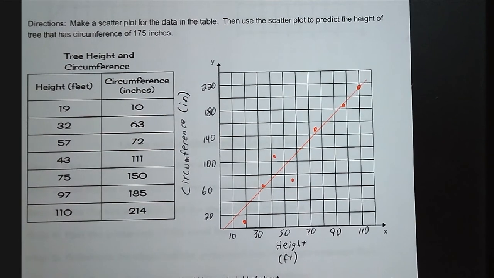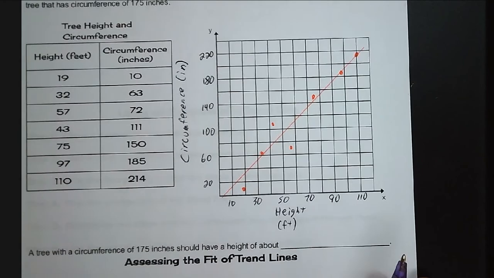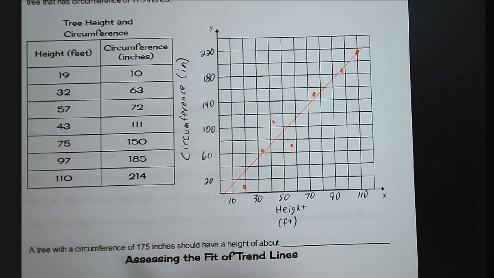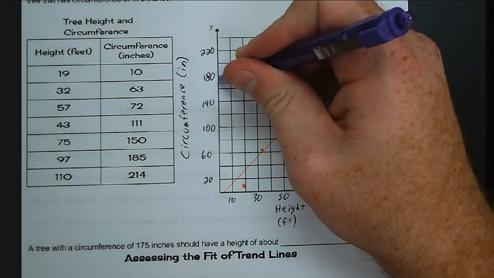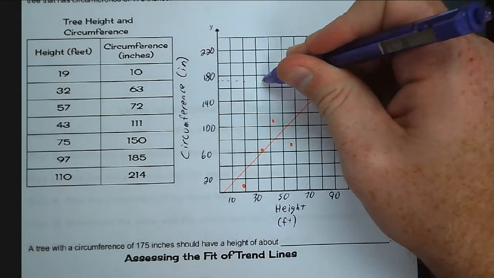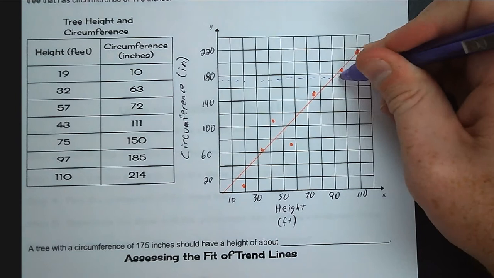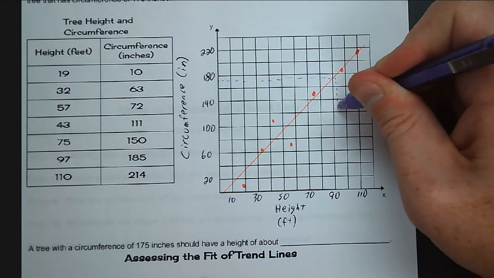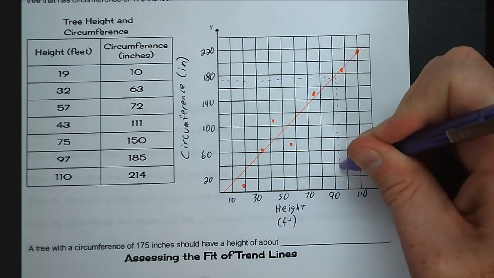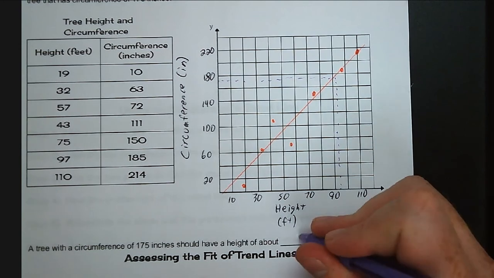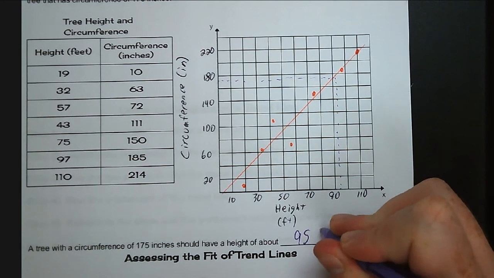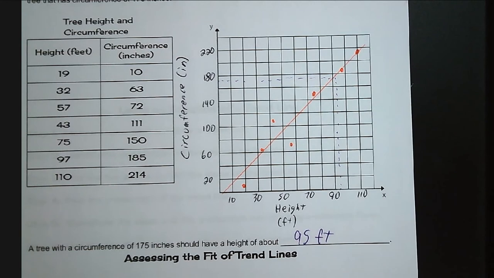So now we want to answer the question at the bottom here, which is, a tree with a circumference of 175 inches should have a height of about, well, if we have a tree with a circumference of 175, so it'll be right about there. We find where it is on our graph, work our way down, and it's between 90 and 100. So let's say 95 feet.